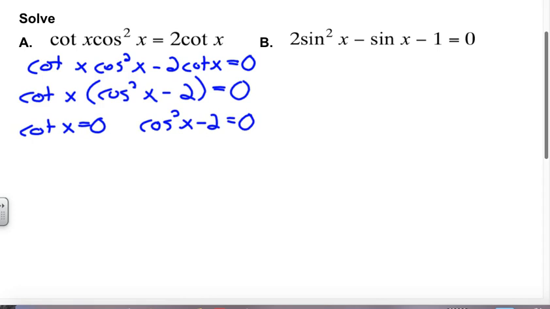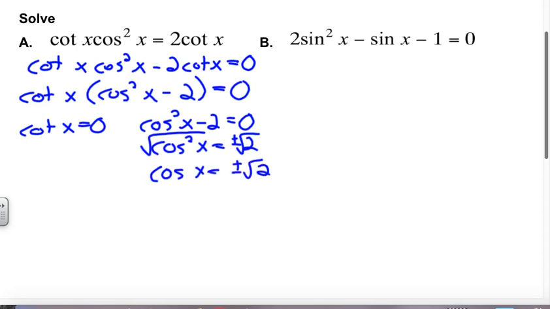So we got to add 2 to this one. Cosine squared x equals 2. And then get rid of the squared, take a square root. Square root, we got the plus minus. So cosine x is to equal plus or minus the square root of 2. Or cotangent of x has to equal 0. So for cosine x equals positive square root of 2 and negative square root of 2, this one is not going to give us any answers.